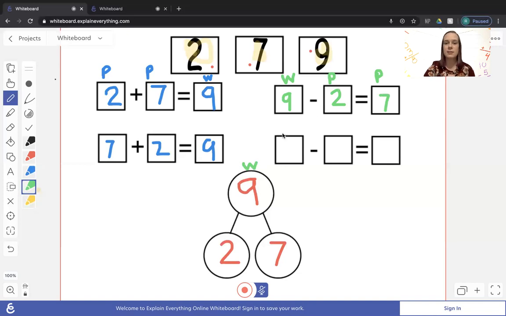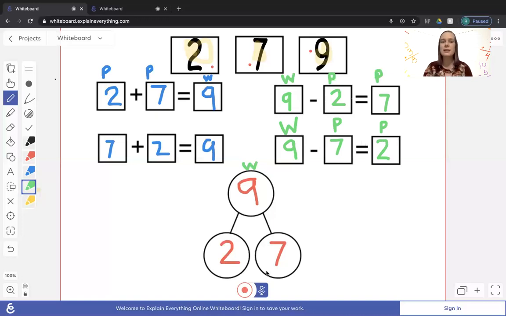And then I can do the same thing down here. Remember, when we're subtracting, we have to start with the whole, take away a part equals a part. So again, my whole is 9. And last time I took away this 2, so this time I'm going to take away 7. So 9 take away 7, or minus 7, leaves me with 2. So that's just a quick example of how I used a number bond, part, whole, to create and solve some adding and subtracting equations.